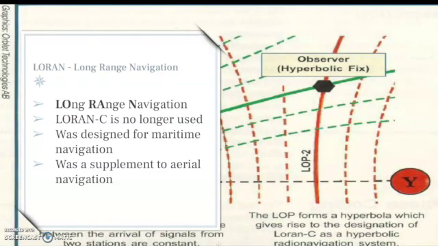First, let's take a look at Loran. Again, Loran is long-range navigation. Loran C is actually no longer used. It was originally designed for maritime navigation and was a supplement to aerial navigation.